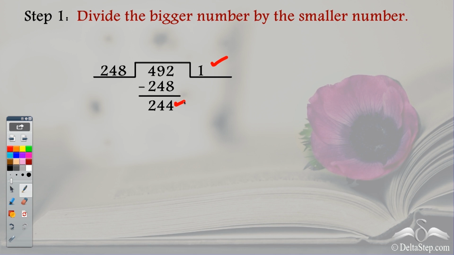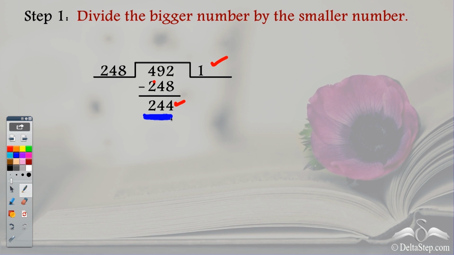Now how do I find the HCF from here? So I have divided the bigger number by the smaller number. Got 1 as the quotient and 244 as the remainder. So now what is the HCF? Well, for finding HCF, we need to divide further. What do we need to divide? So look at this remainder.